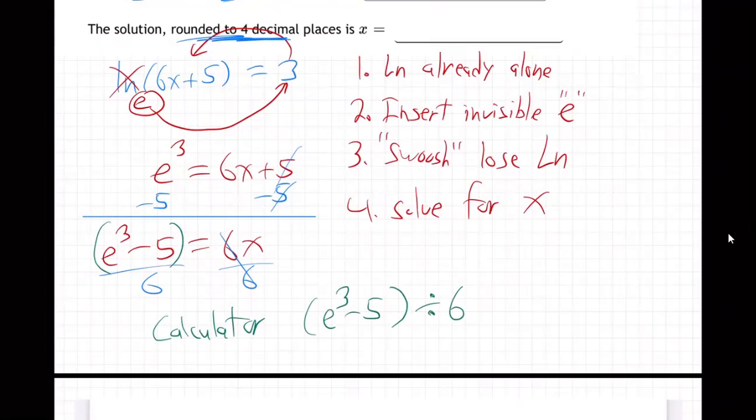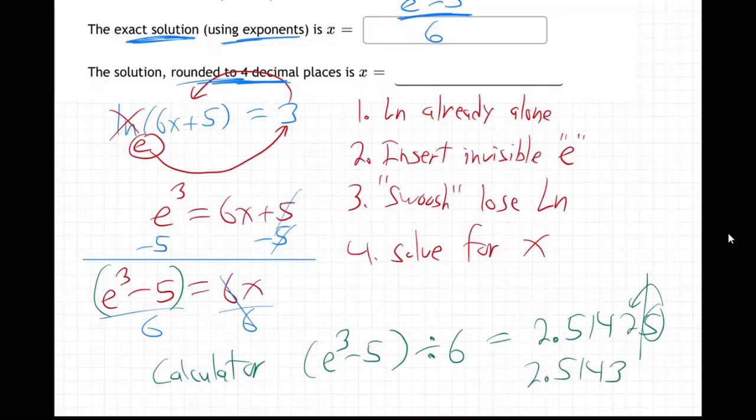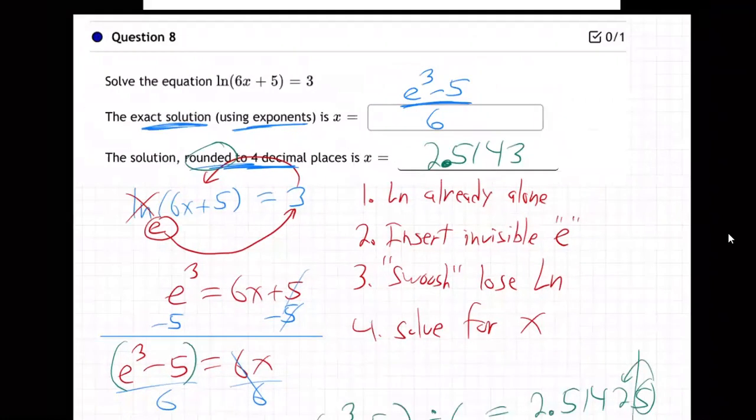I'm going to do it too. e to the 3rd power minus 5 divided by 6. So I'm getting the answer 2.51425. So round it to 4 places, cut it here. That 5 tells you to round up. 2.5143. So that's a rounded, not exact answer. So they wanted both the exact answer where nothing has been rounded, and then the rounded decimal answer on your calculator, rounded to 4 decimal places.